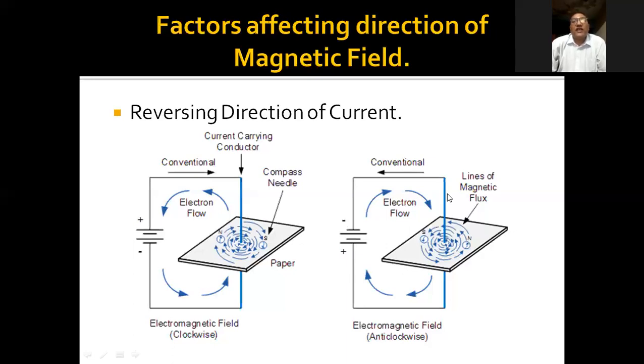So here in this blue conductor, the conventional current is going upward, and here we have a cardboard and a paper on it, and the plane of the cardboard is perpendicular to the conductor. So the conventional current is going upward. We are interested in what will be the direction of the magnetic field line.